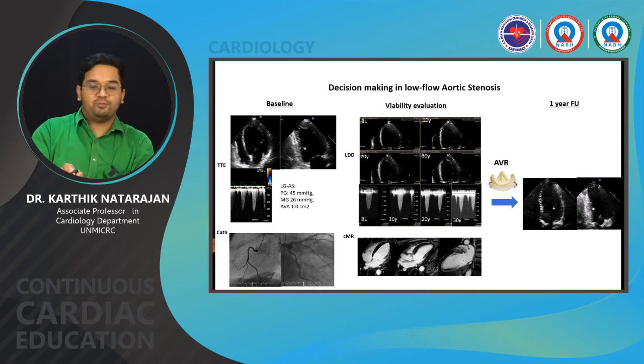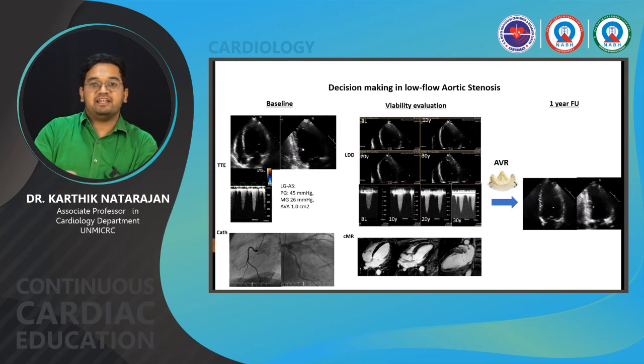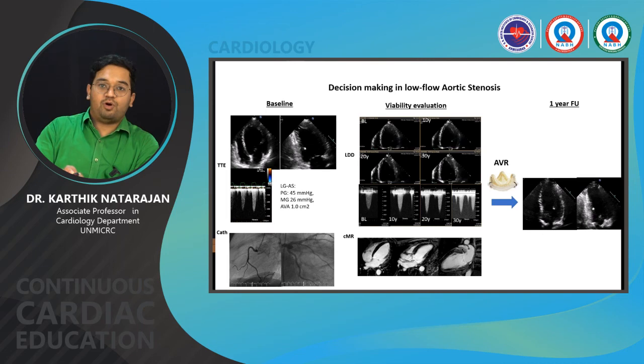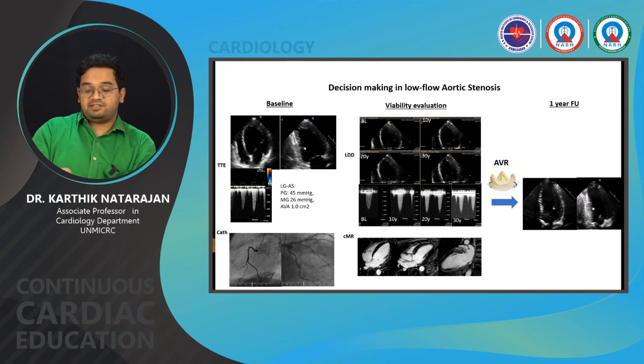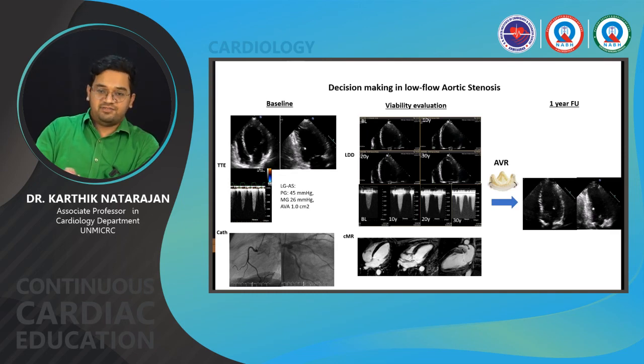You go for a Dobutamine stress echo at baseline with 10 micrograms, 20 and 30 micrograms. You can see that there is a gradual increase in the gradient with an improvement in the EF indicating a good contractile reserve and an AVA which still remains less than 1 centimeter square, indicating that it's a low flow, low gradient, severe aortic stenosis.